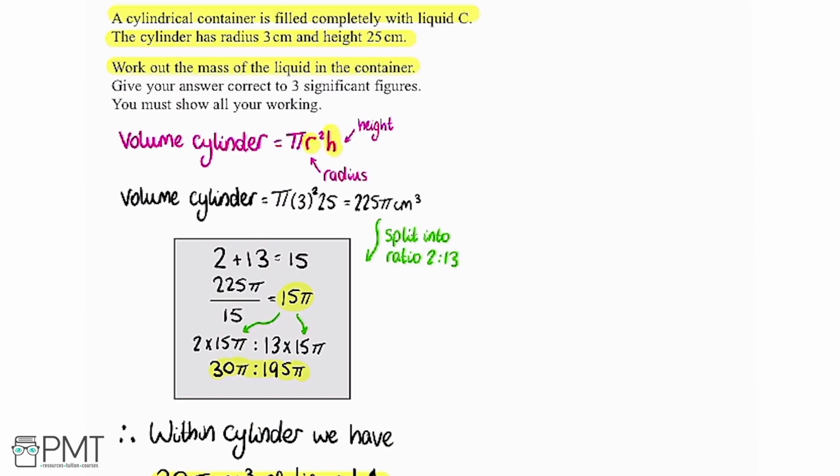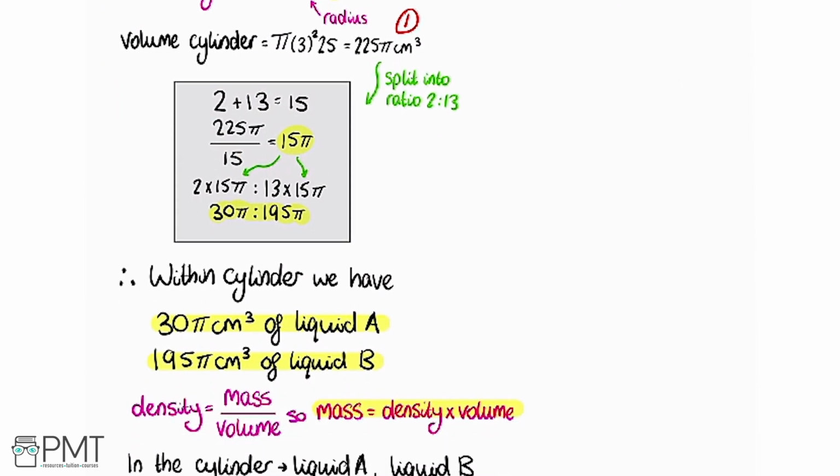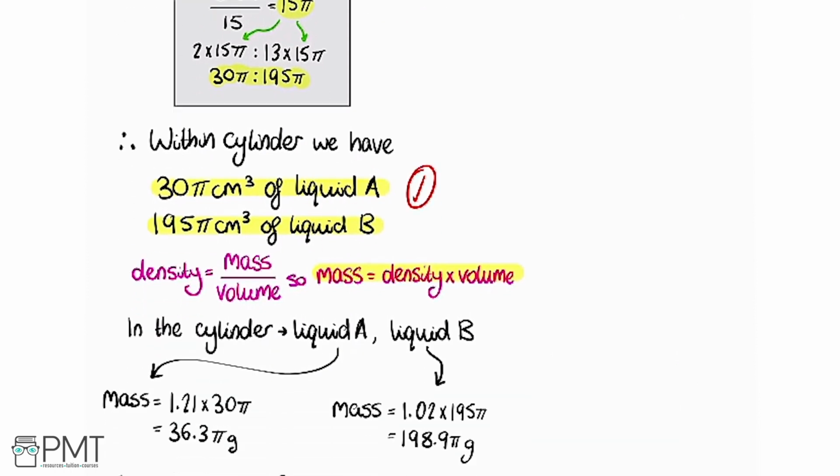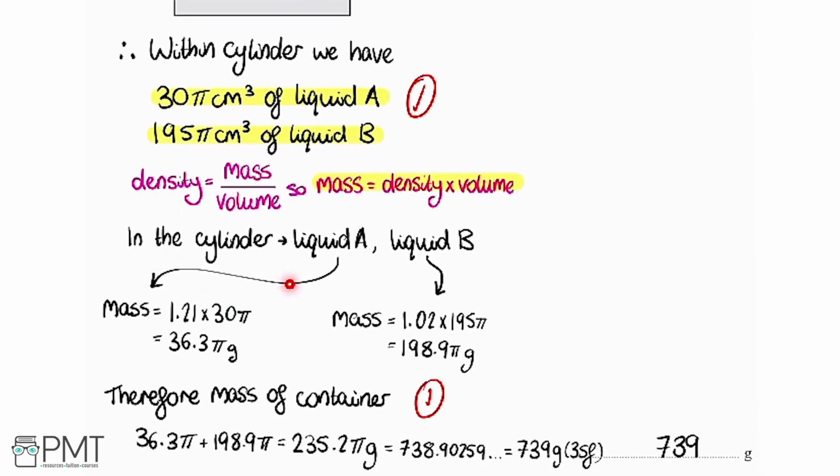So we got our first mark up here for finding the volume of the cylinder. We got our second mark for then using the ratio and that information to get the volume of liquid A and liquid B from within the cylinder. We got our third mark down here for this whole process to try and find the mass of container C. And the final mark for the correct answer to 3 significant figures.